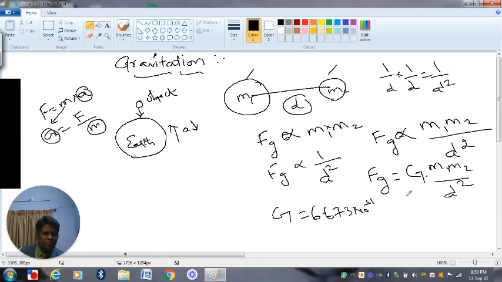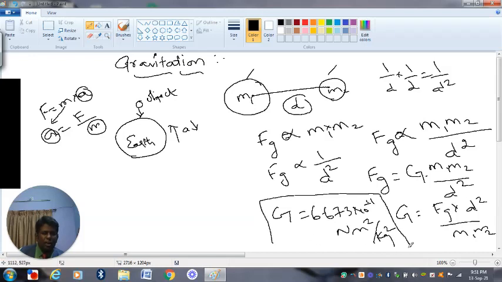And the unit, we have to calculate the unit. Therefore, keeping G on this side and moving these three parameters to the opposite side, you will get G is equal to Fg into d square divided by m1 m2. Therefore, the unit will be: force is Newton, distance square is meter square, divided by mass 1 and mass 2, m1 and m2, which will be kilogram square. Therefore, this is the unit of the universal gravitational constant.